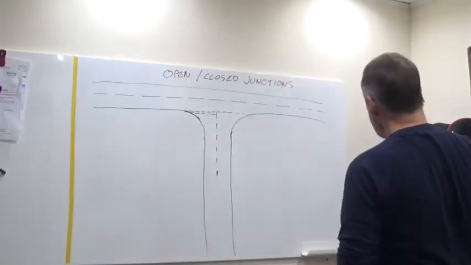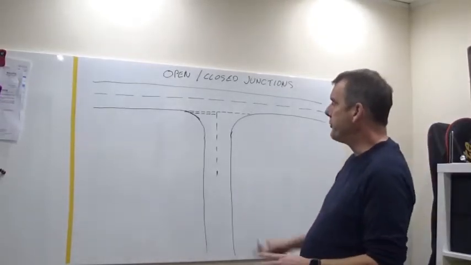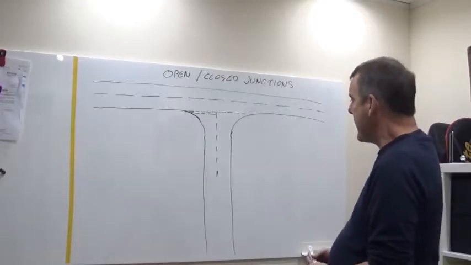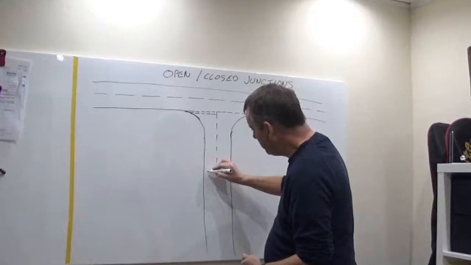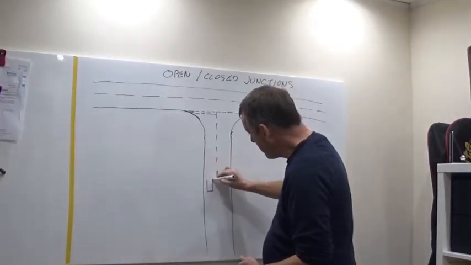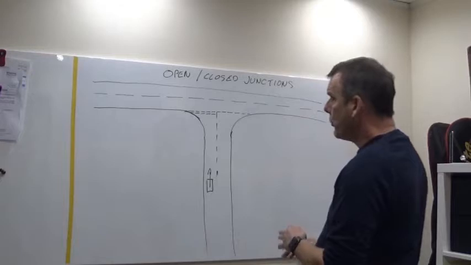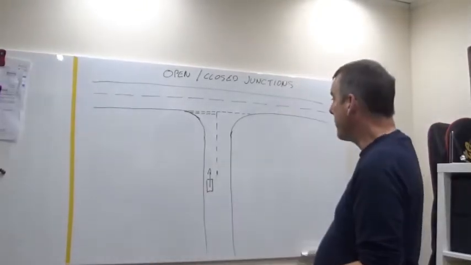So here on the board we've got a pretty standard T-junction. I've drawn it pretty big tonight, so hopefully you can see this. So let's imagine that we're emerging up to the T-junction. We're emerging up and we plan to turn left or right. It actually doesn't matter which way we're going.